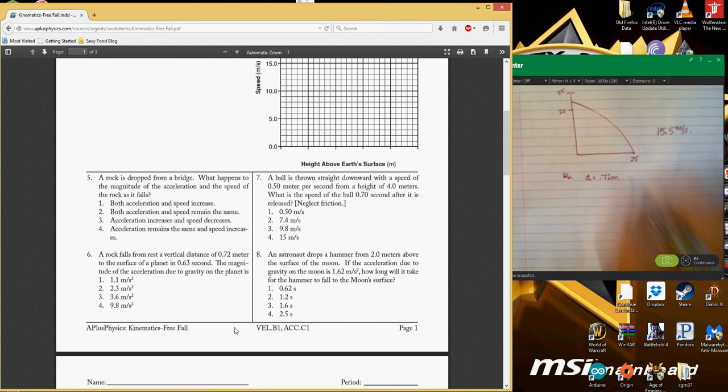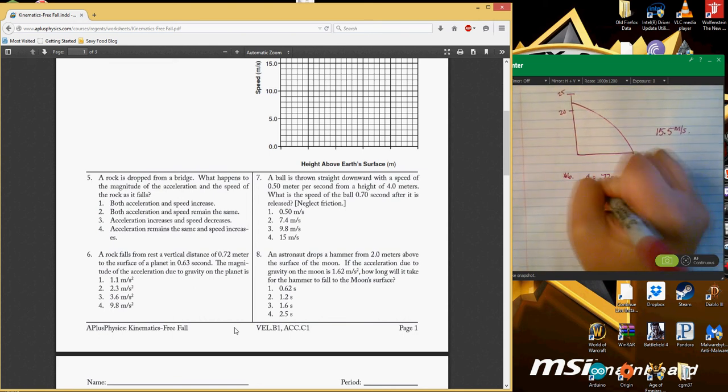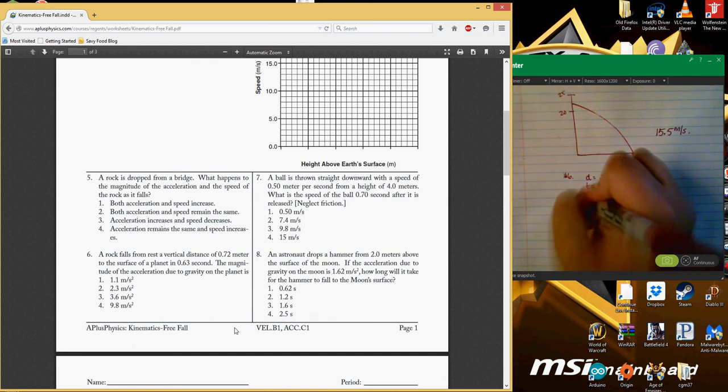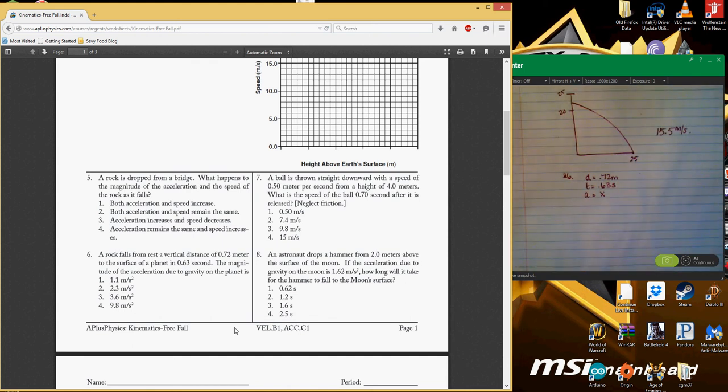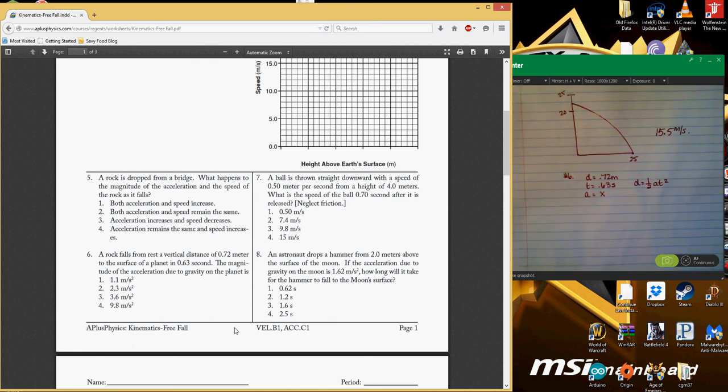Okay, so distance equation, question number 6. A rock falls from rest a vertical distance of 0.72 meters. So we know we have a distance of 0.72 meters to the surface of a planet in 0.63 seconds. The magnitude of the acceleration due to gravity on the planet is, so we want to know what the acceleration is. So if I use distance equals 1/2 at squared, we should be able to determine that.